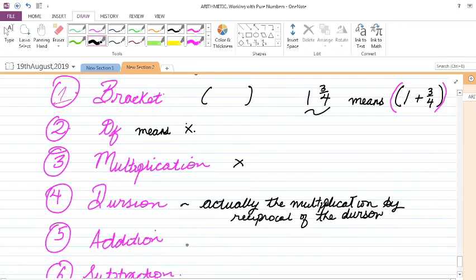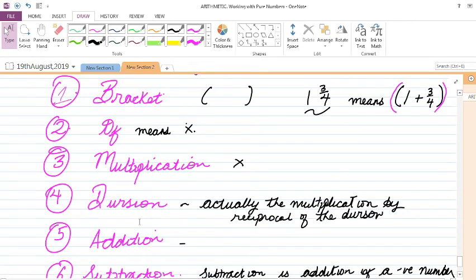Addition is what it is, and subtraction is really addition of a negative number. Now, why did I give you this? I gave you this because there's a hierarchy when you're looking at problems. There's a hierarchy. Okay?